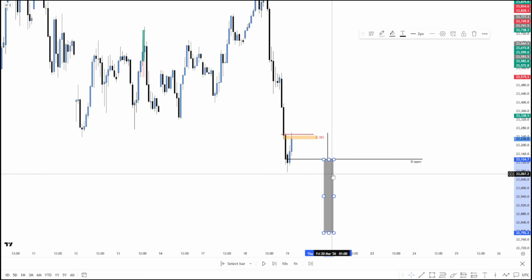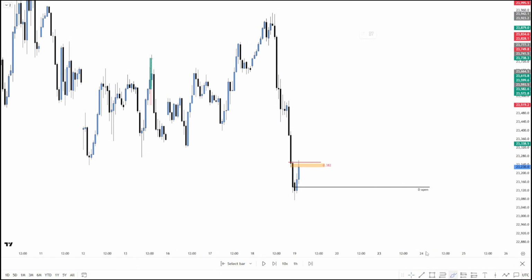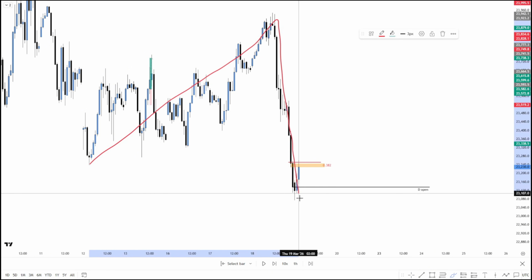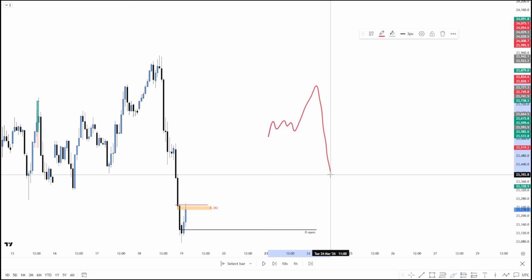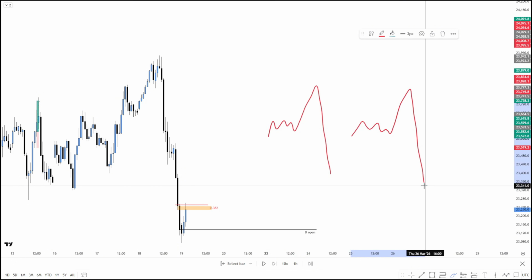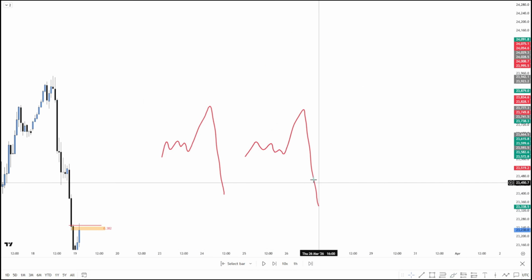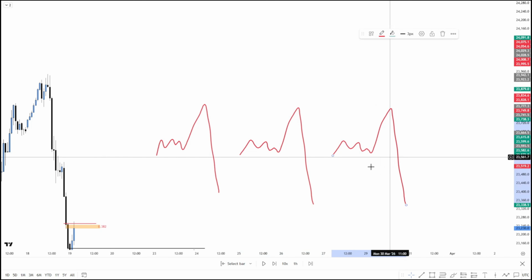So let me remove this one. By the way, when it comes to the POI, as you can see with this 1H, buy before sell, and we also have this buy before sell on a higher time frame. So basically when I draw the same price action, the last buy before sell, same thing on this one, buy before sell, and one more time. As you can see, we have the same price action.